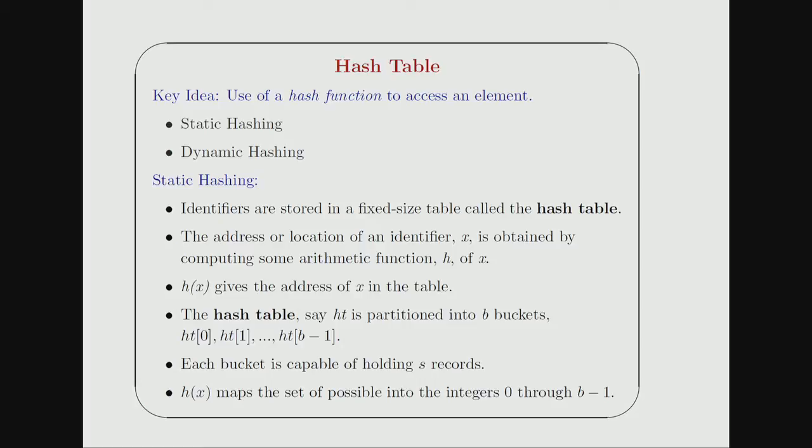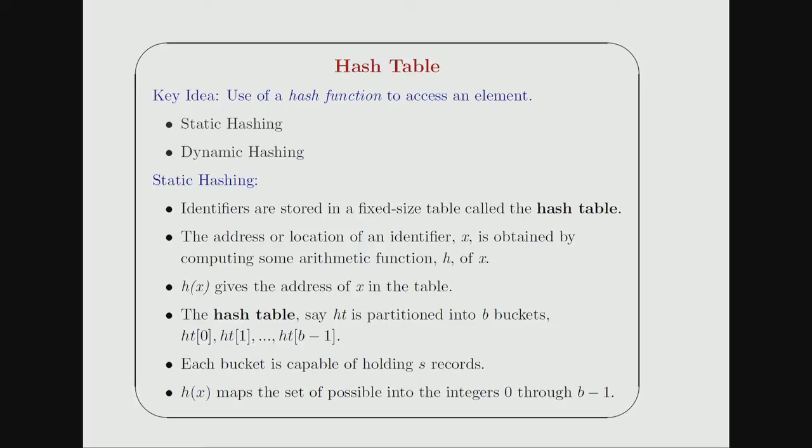The ADT that I am going to talk about, you might have already guessed it, is what is called a hash table. And we basically use a hash function to access an element from a table. There are two types of hashing, static hashing and dynamic hashing. I am going to talk about static hashing. Static hashing is all about the identifiers or names being stored in a fixed size table called the hash table. The address or location of an identifier x is obtained by computing some arithmetic function h on x. So, h of x gives the address of x in the table.